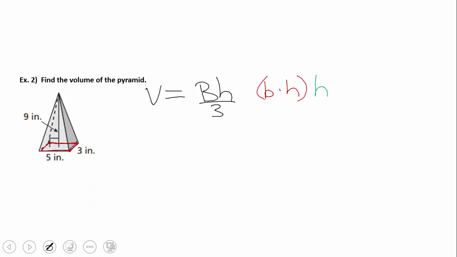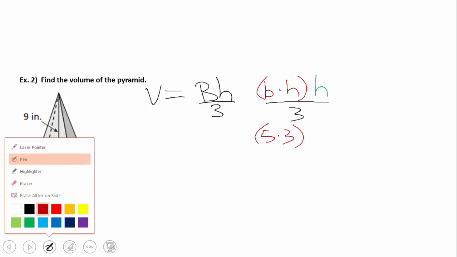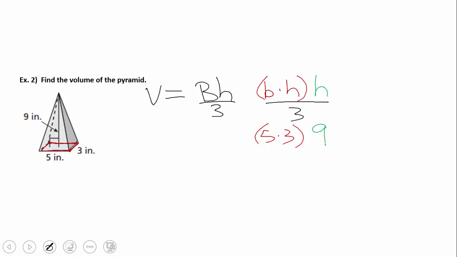And then we're going to divide that whole entire thing by 3. So plugging in the numbers, we have 5 times 3. We're going to multiply that by the height of the pyramid, which is 9. And we're going to divide that entire thing by 3.